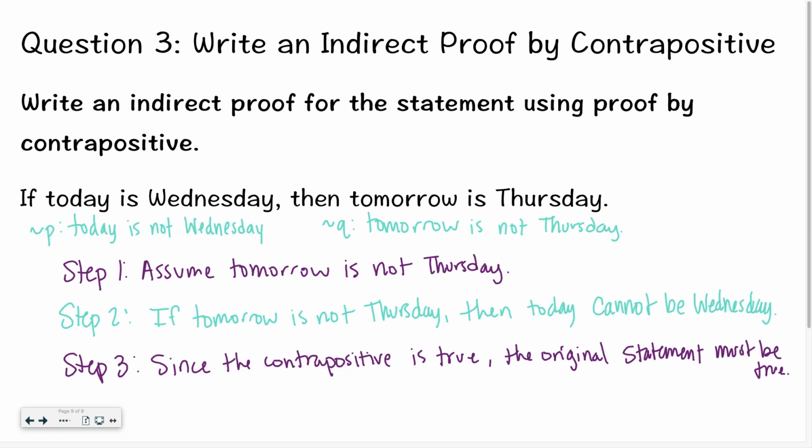Hopefully your step 1 looked similar. You assume tomorrow is not Thursday. Step 2, I started with that not Q statement. If tomorrow is not Thursday, then today cannot be Wednesday. Just thinking about that, that right there actually gave me the contrapositive, which means I am ready to move on to step 3, which is since the contrapositive is true, the original statement must also be true.